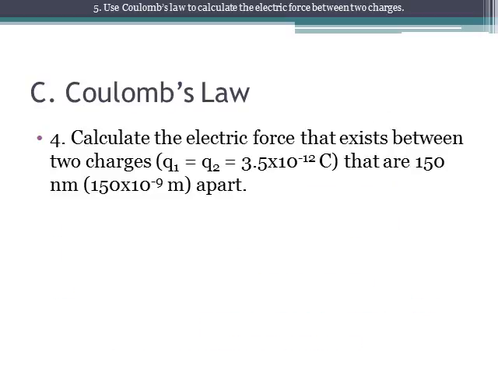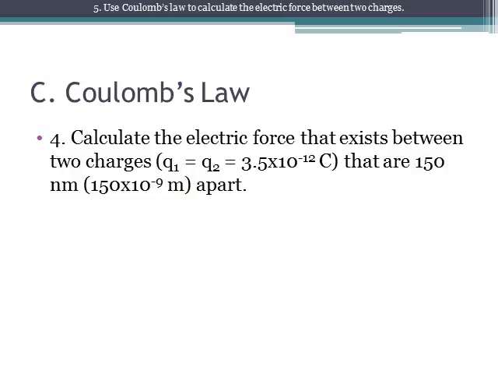So let's look at how we apply this equation. We have a problem here. It says, calculate the electric force that exists between two charges, where Q1 and Q2 are both equal to 3.5 times 10 to the negative 12th coulombs, that are 150 nanometers apart. Well, that 150 nanometers is 150 times 10 to the negative 9th meters. A nanometer is 1 billionth of a meter. That's what 10 to the negative 9th is, 1 billionth. So we see that in scientific notation there.